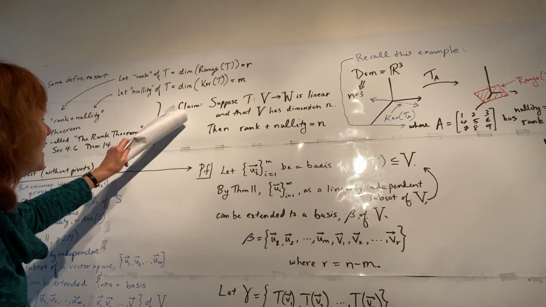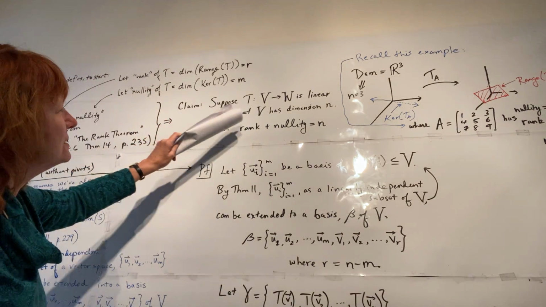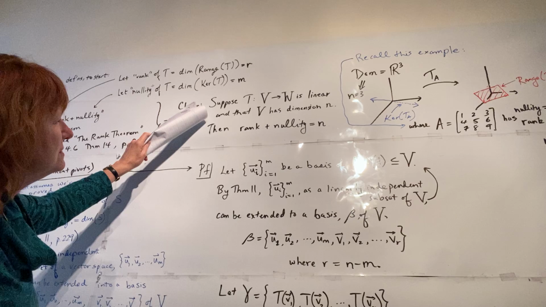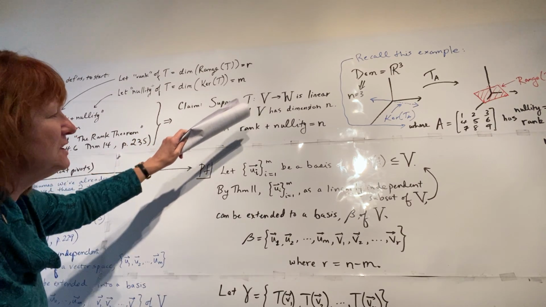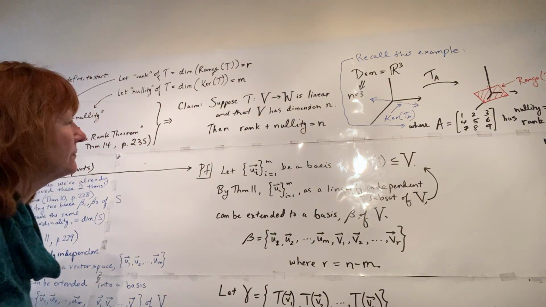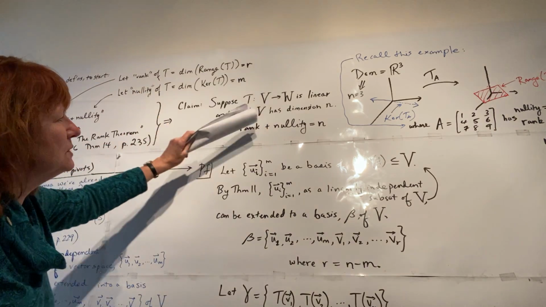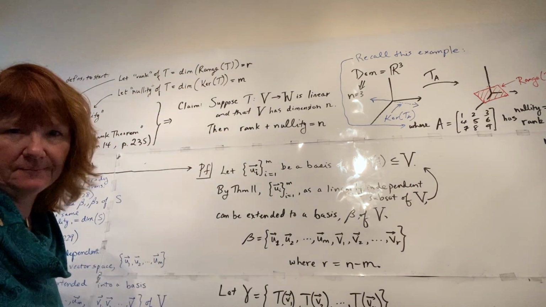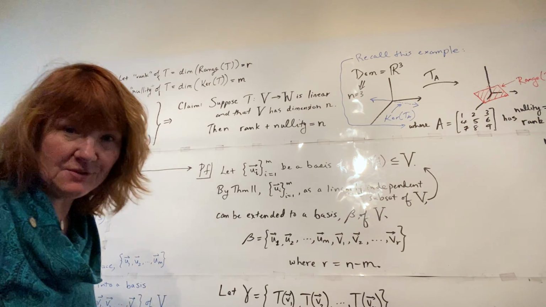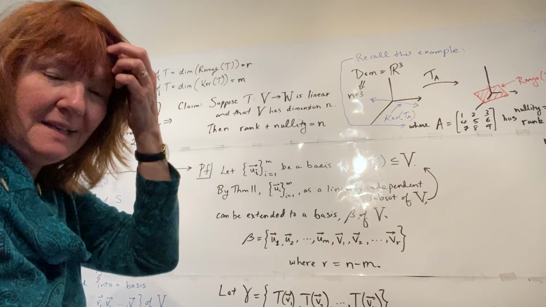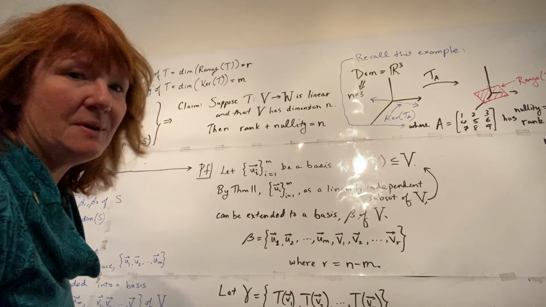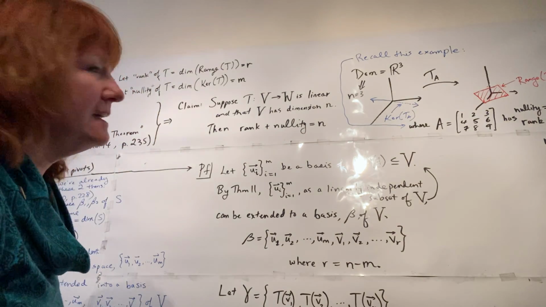So here the claim goes. Suppose that T is a linear transformation and that V has dimension n, little n. Then the rank plus the nullity will always equal little n. It's very interesting. There's not much in here that has anything to do with the dimension of the codomain, right?